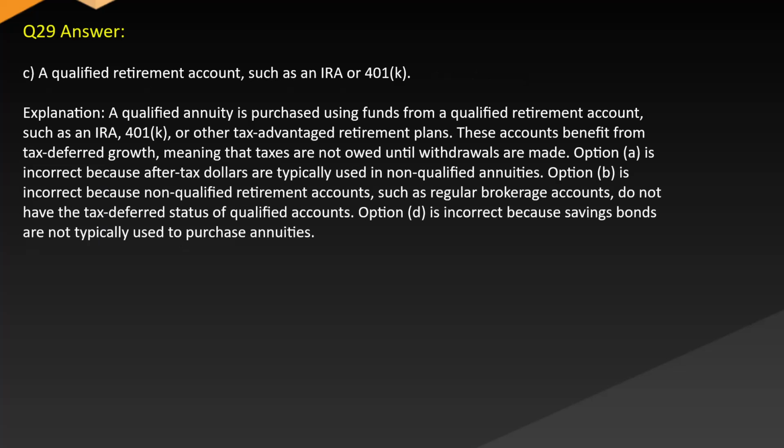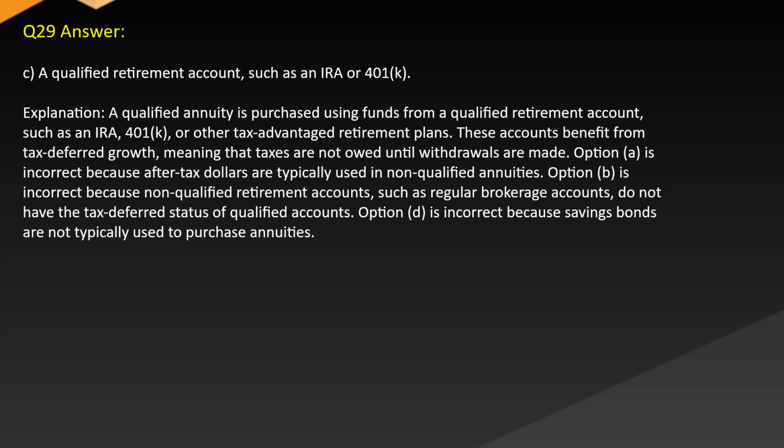Answer: C. A qualified retirement account, such as an IRA or 401k. Explanation: a qualified annuity is purchased using funds from a qualified retirement account, such as an IRA, 401k, or other tax-advantaged retirement plans. These accounts benefit from tax-deferred growth, meaning that taxes are not owed until withdrawals are made.